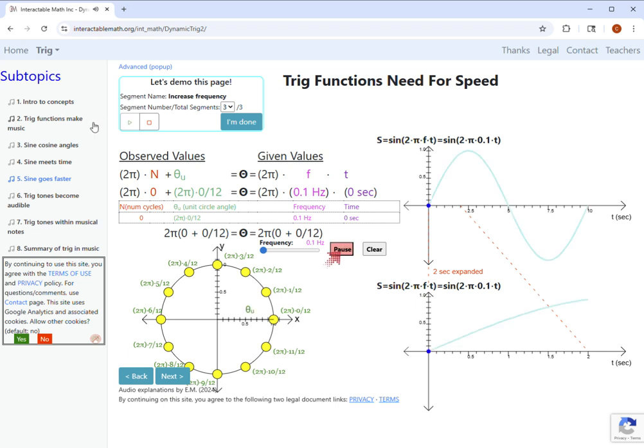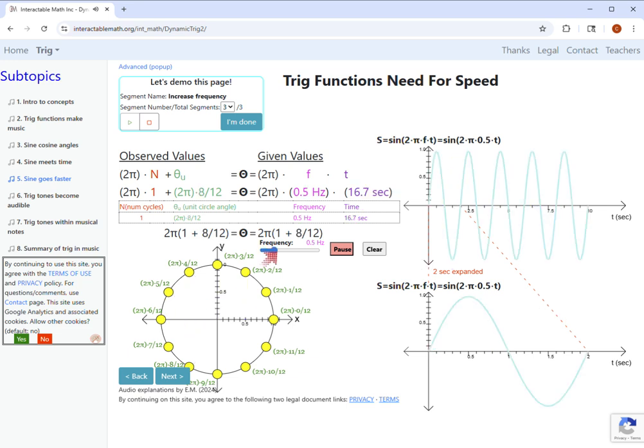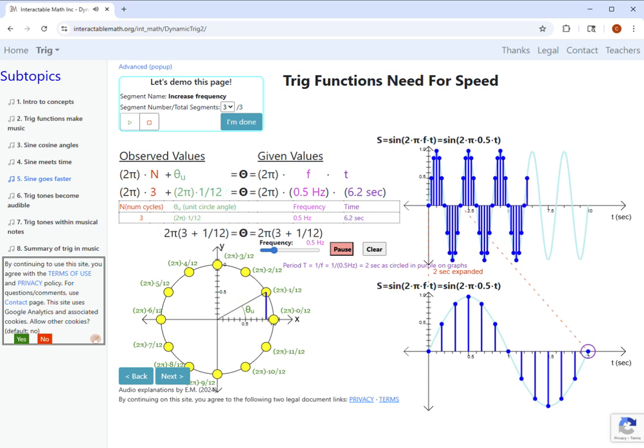Let's look again at the trig functions for frequency of 0.1 Hz. The period for this waveform is 1 over 0.1 Hz or 10 seconds, and this is shown by the purple circle on the upper right graph. Now let's increase the frequency to 0.5 Hz. The upper plot shows 5 revolutions around the unit circle within 10 seconds. The lower plot more clearly shows the period of this waveform for 2 seconds.